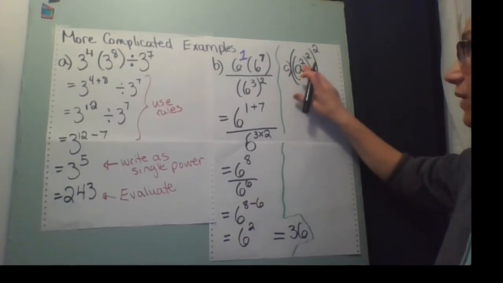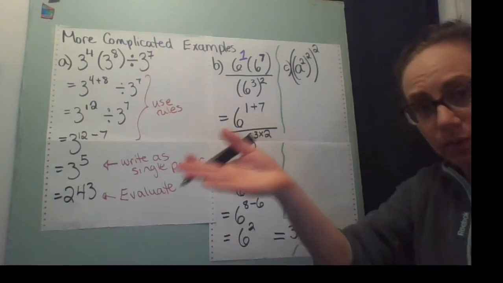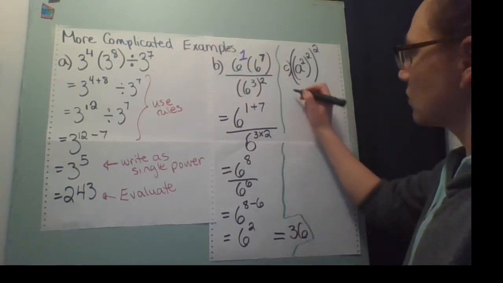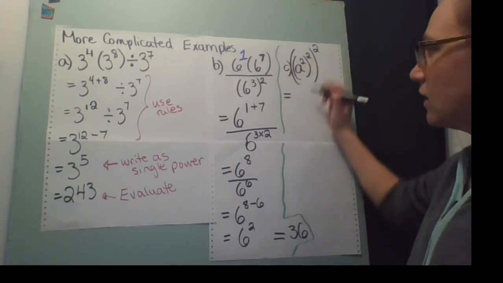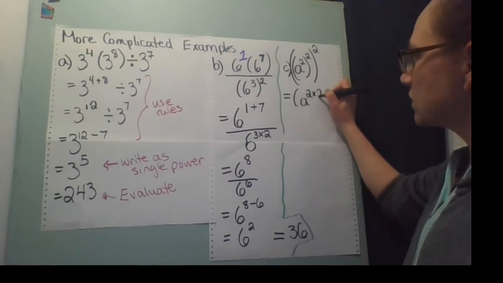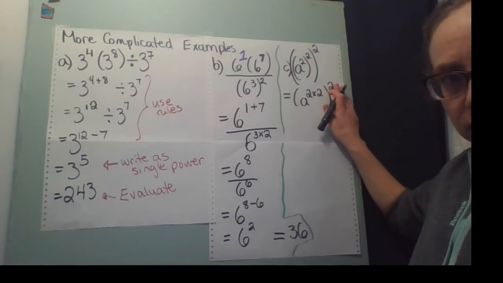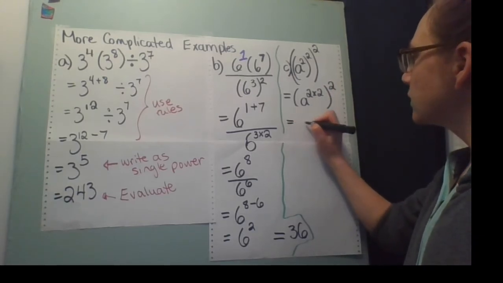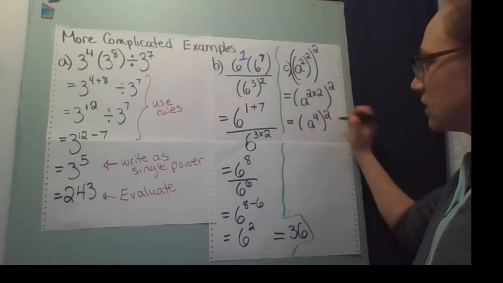All right, let's squeeze one last example in here. Here I've got a squared, squared, squared. Oh my goodness, that's okay. It's just a power to a power to a power, so we just keep using our same rules over and over again. So we know a squared squared is the same thing as a to the 2 times 2, all squared. So I'm just going to work from the inside out. So that means I've got a to the 4, all to the exponent 2.